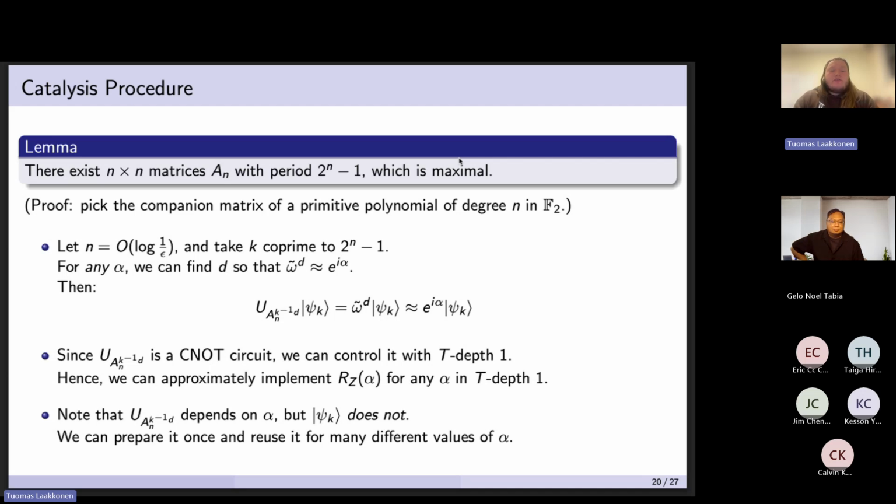And what's interesting to note is that psi k actually doesn't depend on alpha at all, right? Only the CNOT circuit that we use to do the catalysis, which is A to the d essentially, depends on alpha. And so we can prepare this psi k once. We can use it for any value of alpha that we care about anywhere in our circuit, which is a nice property that is not true of some other methods that I'll discuss in just a second.